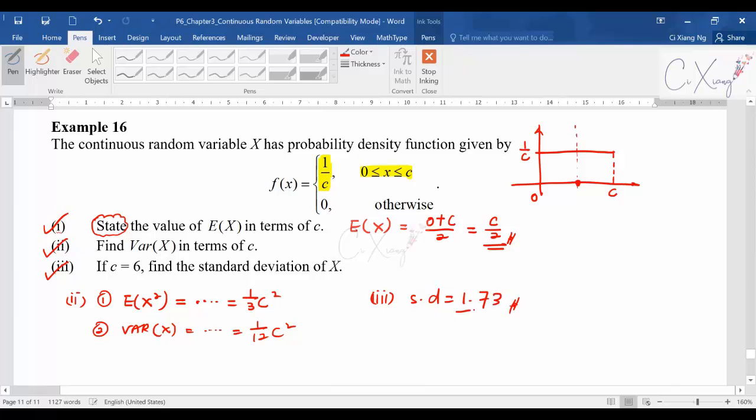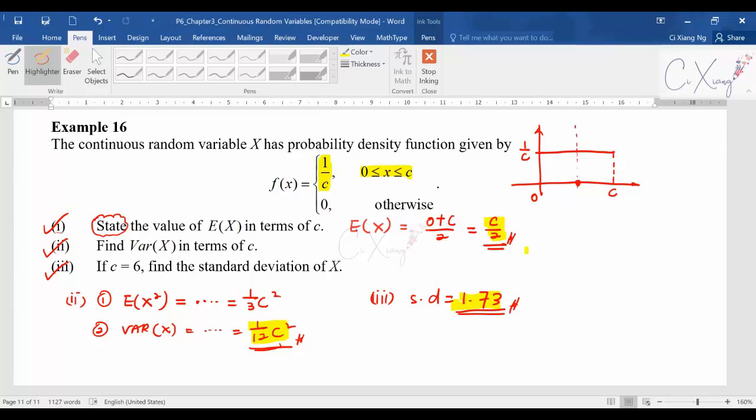Okay, so again, I skip all the detailed steps here. So you have to complete all the steps yourself and double check with the final answer that I provide you here. Okay, so this is what we have for example 16. Then now let's have a look at example 17.